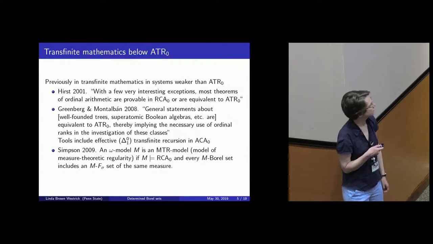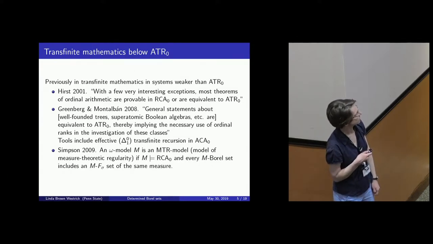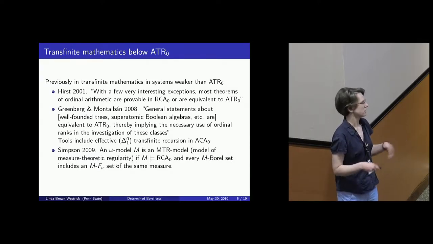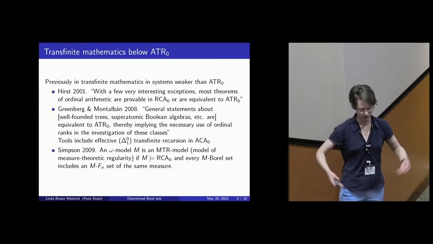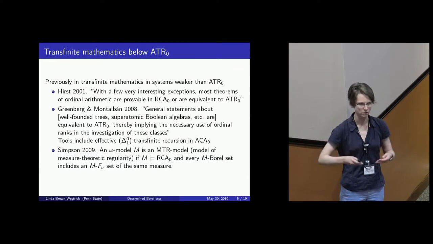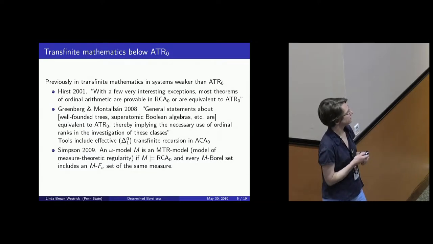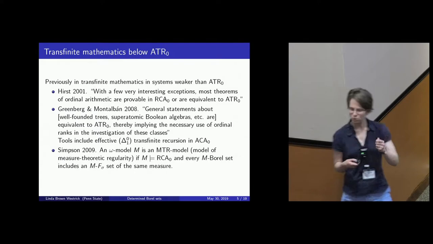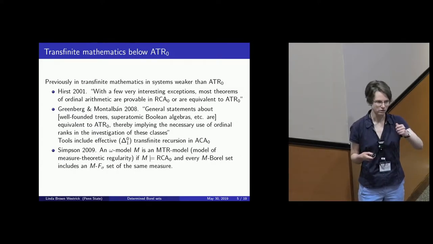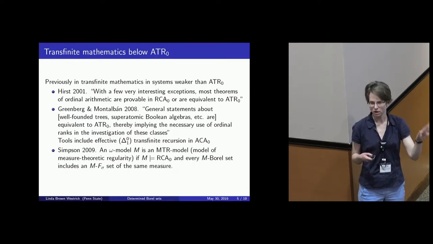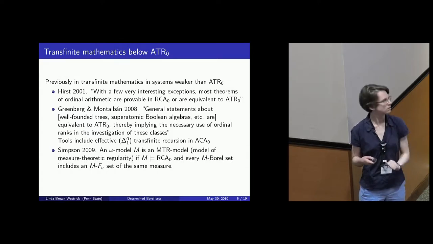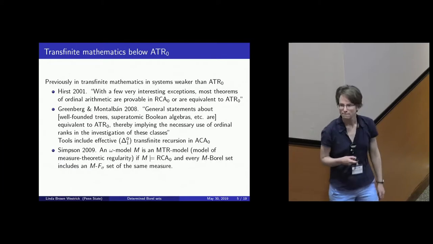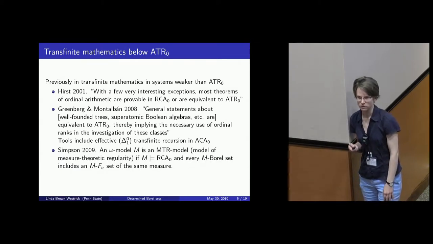And finally, Simpson has also considered measure theoretic regularity. A Borel set satisfies measure theoretic regularity if it has an F sigma set of the same measure contained within it. All Borel sets satisfy this. But he defined an MTR model as a model of measure theoretic regularity using a computability criterion, saying: for every X in the model and every well-founded tree that's computable from X coding a Borel set, there is something else in the model that can compute an F sigma set that is contained within that and of the same measure. I believe it's just well-founded.